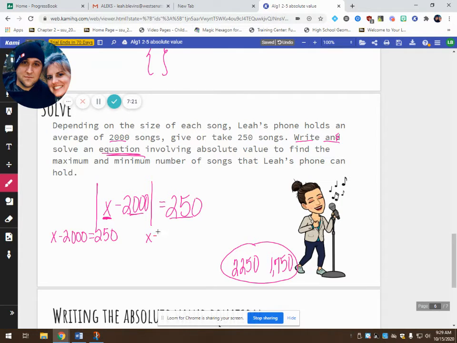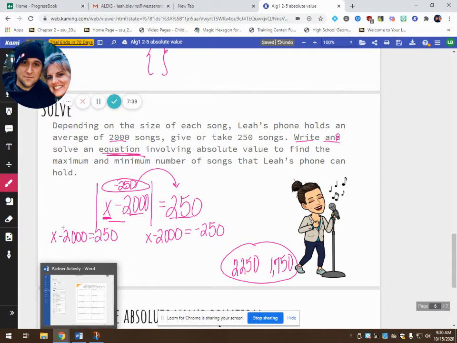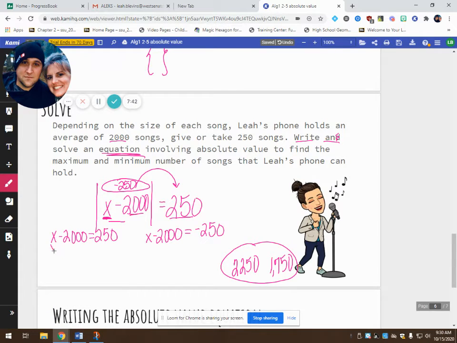Or X minus 2,000 could have been negative 250. Because we know when we take the absolute value of a negative number, it comes out as a positive 250. So what was in here could have been negative 250 and just came out as a positive. So we're looking at both cases. So I'm going to add my 2,000 to both sides. So X minus 2,000 plus 2,000 equals 250. If I add 2,000 to this side to keep it balanced, I've got to add 2,000 to this side. So there it is. X equals 2,250 songs.